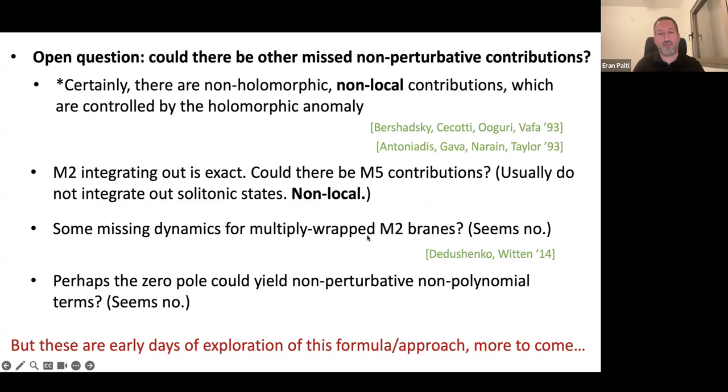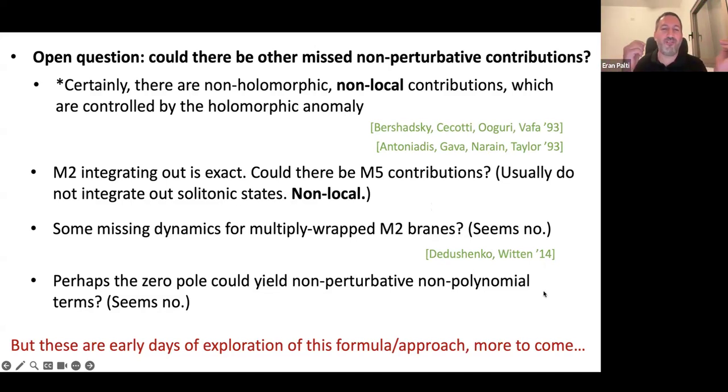Maybe we're missing some dynamics for multiply wrapped M2 branes for high wrapping number, because wrapping M2 branes multiple times is not so well understood. But in this paper by Witten and that, they give arguments that we are not. It doesn't look like we're missing anything here. So it's not clear to us what else could contribute to it. That's why we think that it's probably the exact expression.